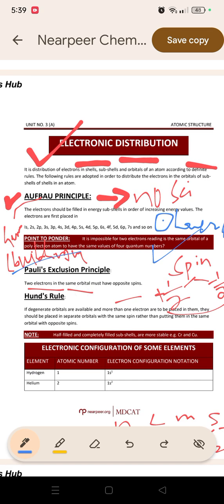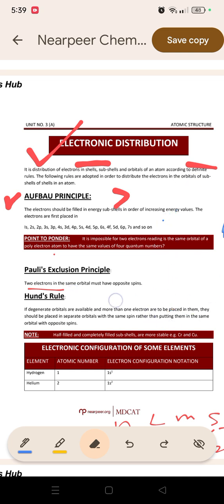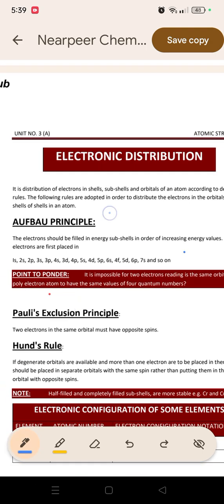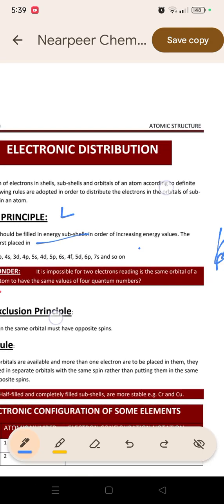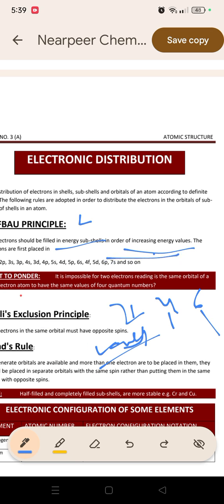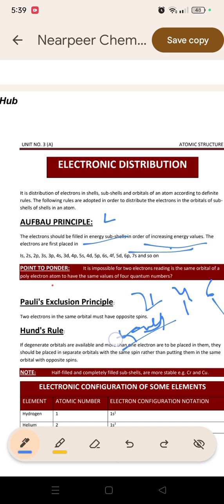I know this looks messy here. What is written is that electrons should be filled in shells and subshells in order of increasing energy. So suppose we have energies of 2, 4, 6. First the one with the lowest energy would be filled, which means this has the low energy. First we need to make sure we fill this, then this one, then this one. So it's in order of increasing energy levels, which means we need to start from the lowest.